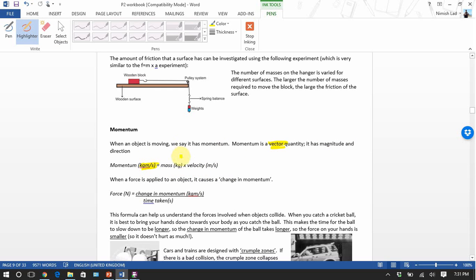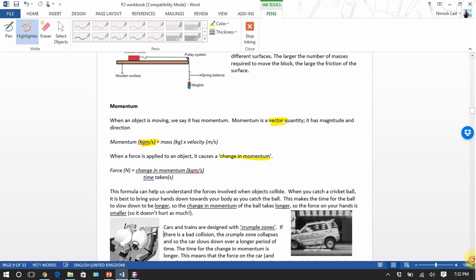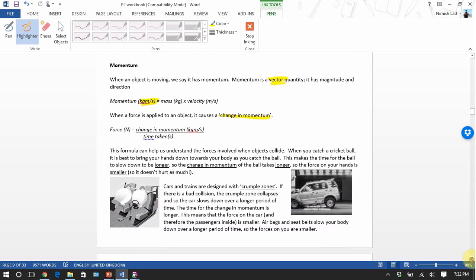So whenever we're applying a force, that causes a change in momentum. If you push an object, you're causing its momentum to change. If it was originally stationary, it has no momentum. Once it's moving, it will have momentum. So the momentum has changed because you've pushed it. So we can figure out what the force is by doing change in momentum over time. So this helps us understand collisions.